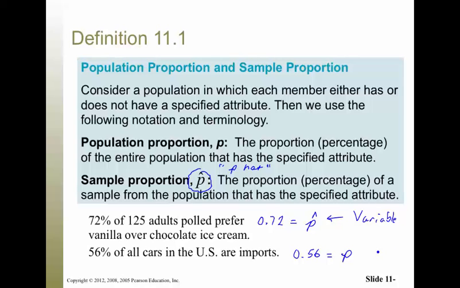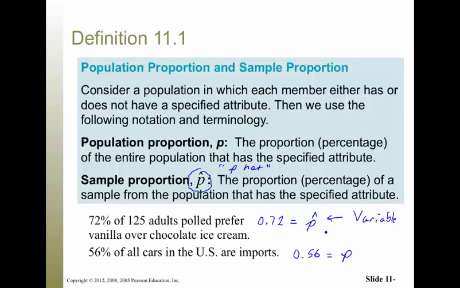But if you're talking about a population, so what percent of all adults prefer vanilla over chocolate ice cream, then that would be a fixed value, right? It's some fixed value that we're trying to find. We want to know it for the population. If this is a true statement, then that's a fixed value, 0.56, and it doesn't change.